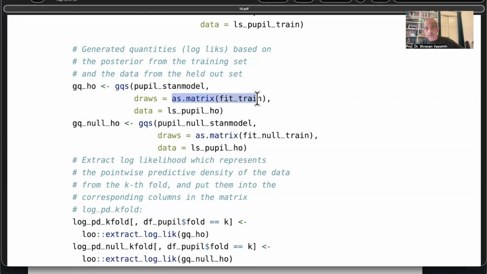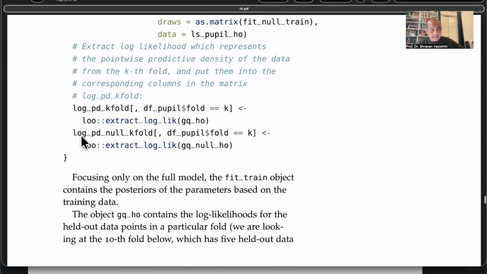Using the draws, that means using those 1500 samples from the fitted model that was fit on the training data. So you're getting the posteriors from the fitted model, using it to compute the log likelihoods of the 4 data points that I held out, and using the precompiled Stan model which contains the generated quantities block. That gives us the log likelihoods for the held out data in the first fold. Okay. Do the exact same thing for the null model.